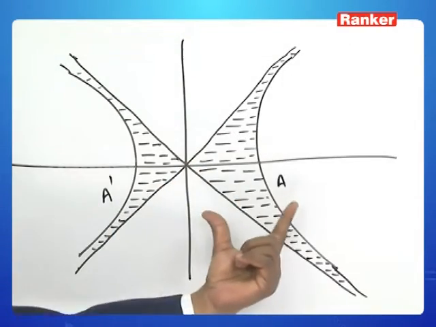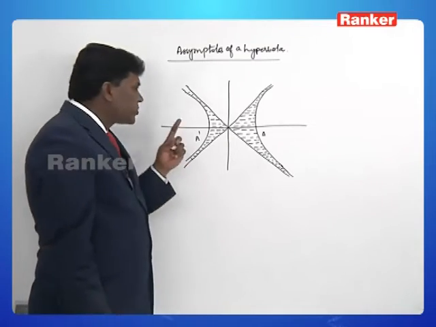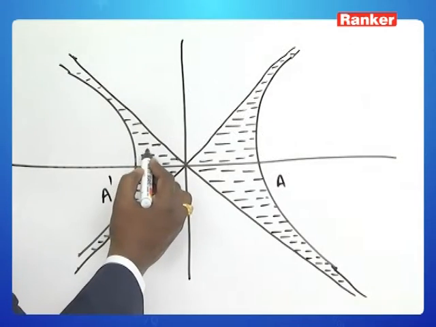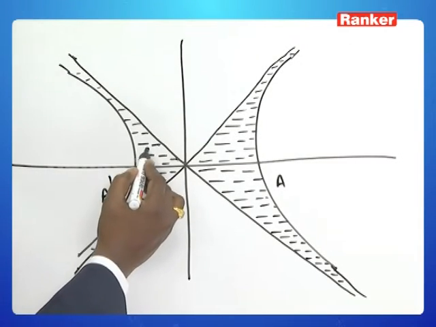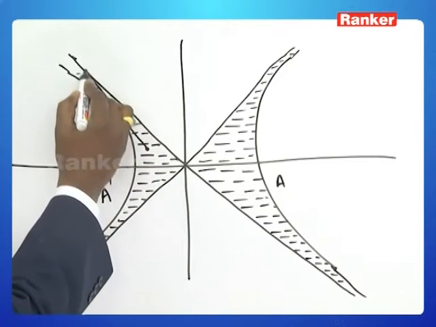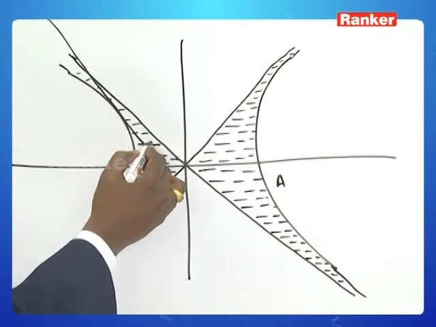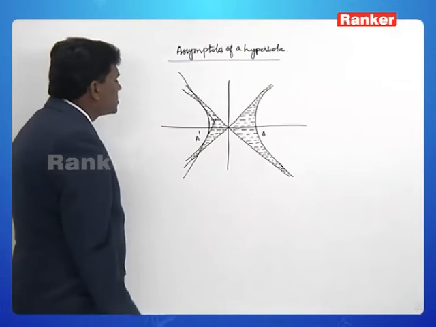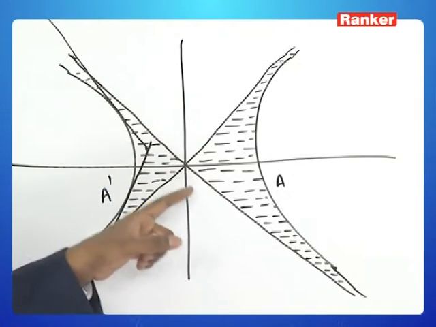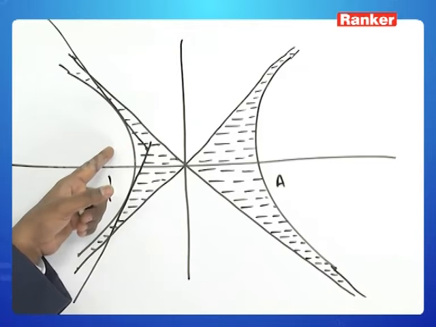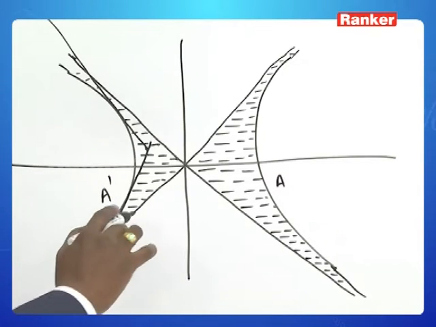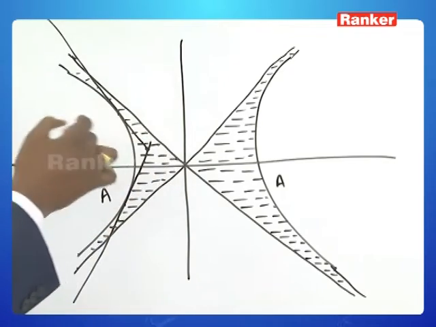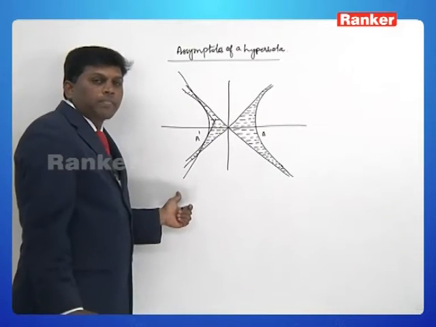From any point in this shaded portion, we can draw two tangents to the hyperbola. But the fact is that from any point in this shaded portion, if we draw one tangent like this, surprisingly the other tangent is drawn like this. That means from any point in this shaded portion we can draw two tangents to the hyperbola, but both of these tangents will touch the same branch of the hyperbola.